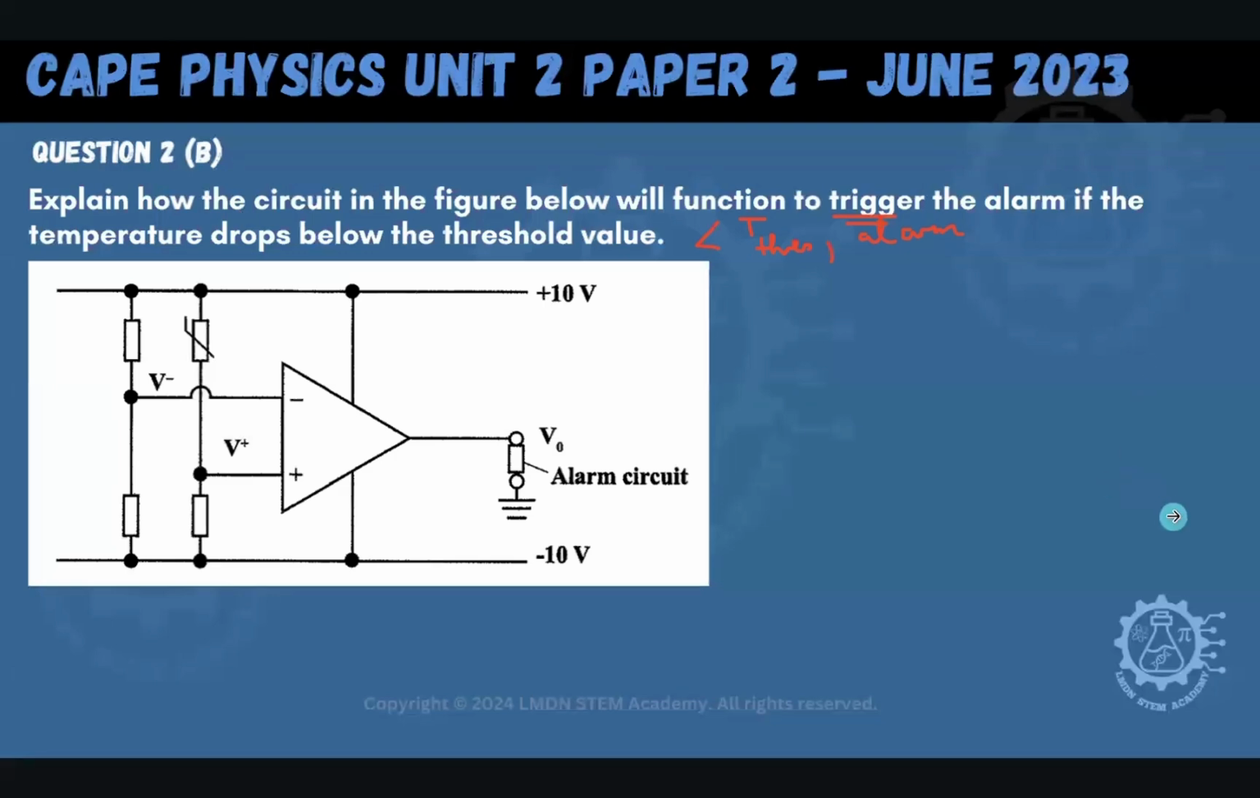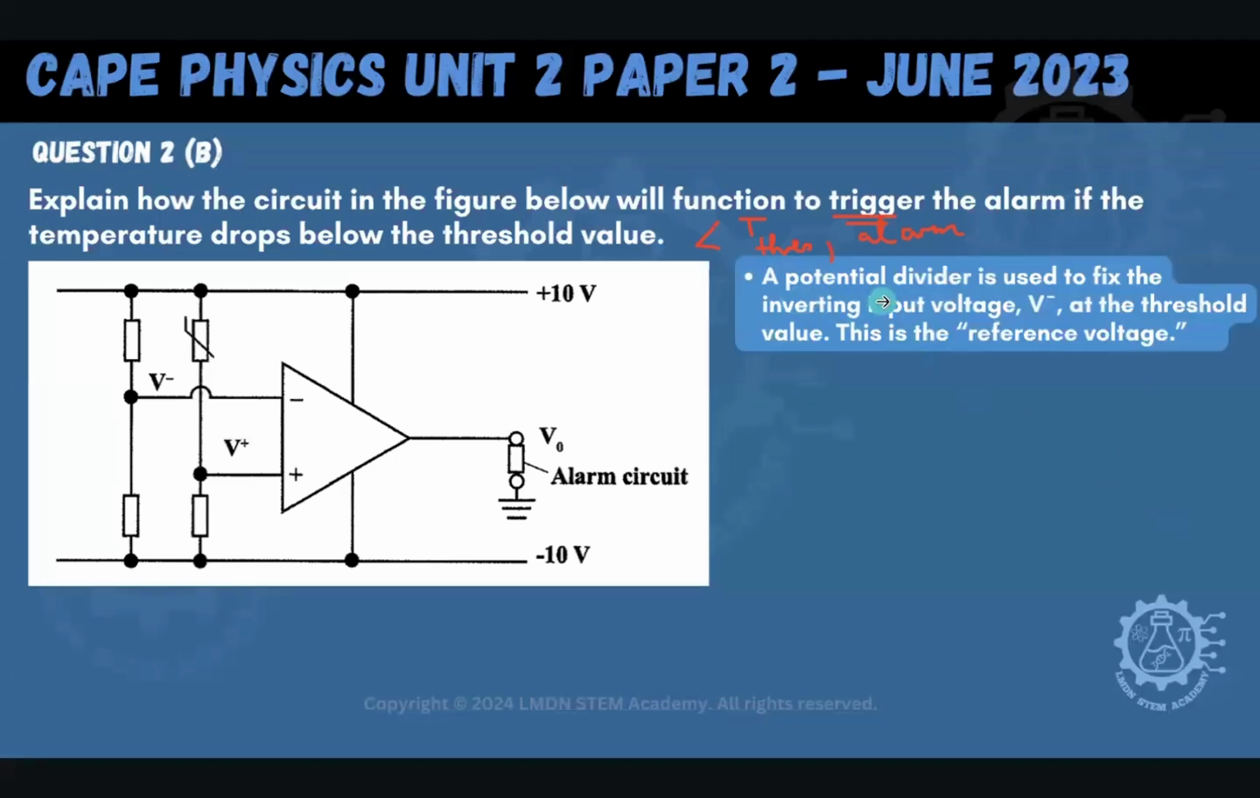So the first point is this: a potential divider is used to fix the inverting input voltage, V minus, at the threshold value. This is the reference voltage. So we're going to use a potential divider to fix this, and the voltage it is fixed at corresponds to the T threshold, the threshold temperature below which you don't want to drop. And if you do drop, the alarm has to trip. So we set that voltage to correspond to the temperature threshold.